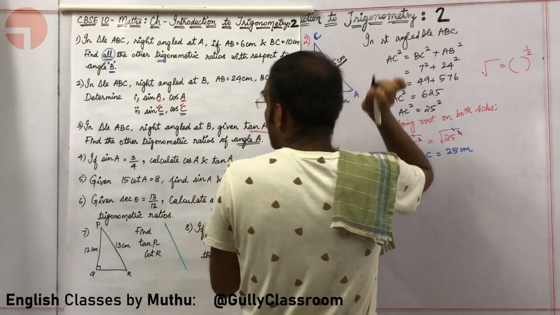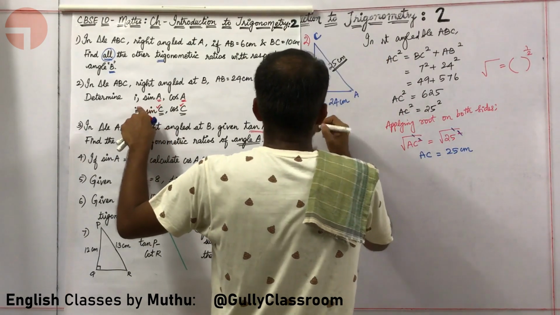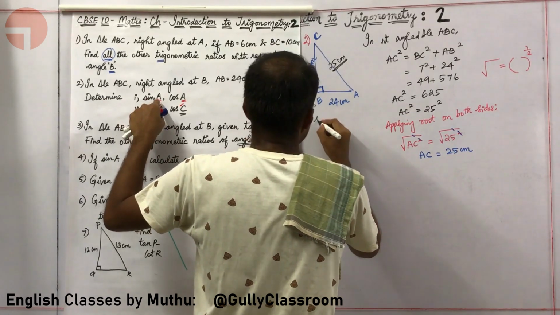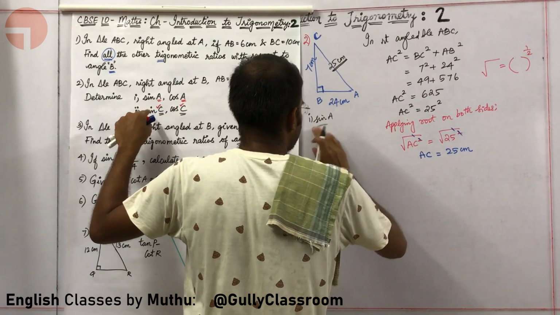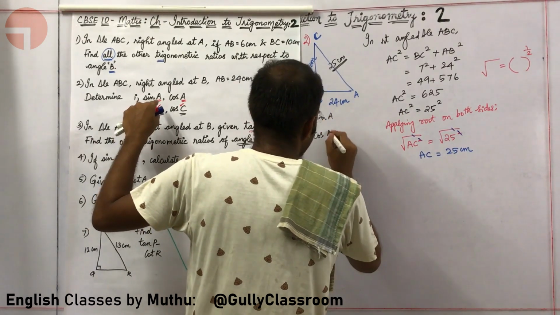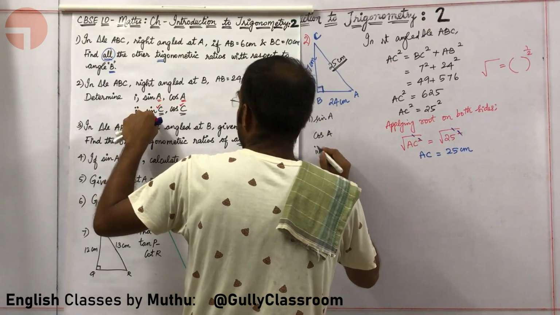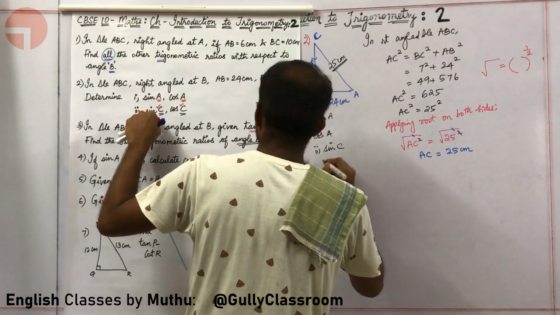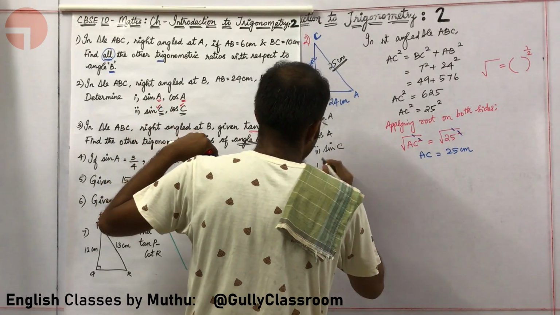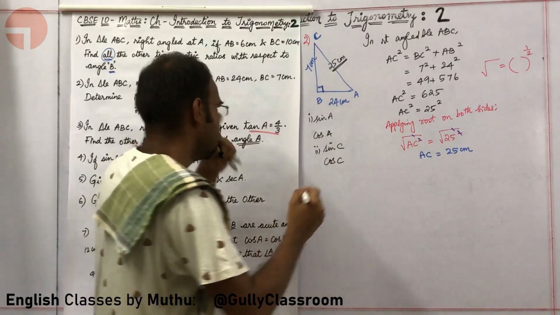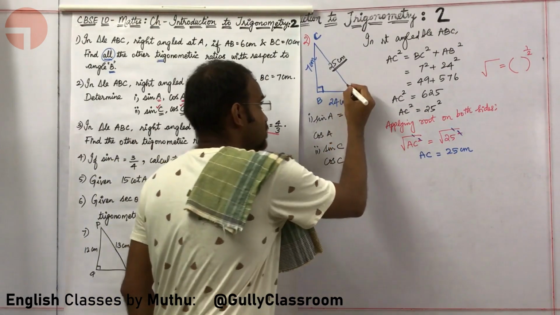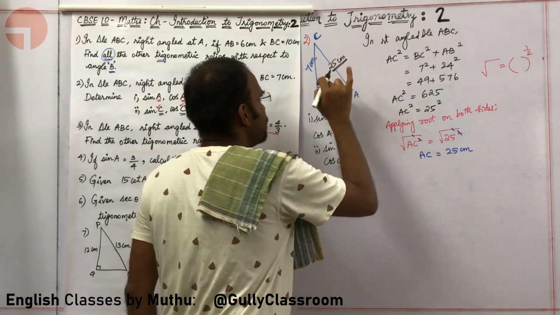Okay sir. Now what are they asking us to find? First they are asking us to find sin A and cos A. What next? After finding sin A and cos A, they are asking us to find sin C and cos C. Let us try them. What is sin A? With respect to A, what is the opposite side?